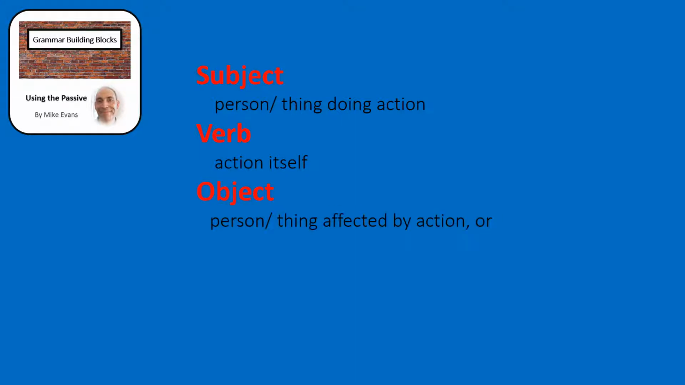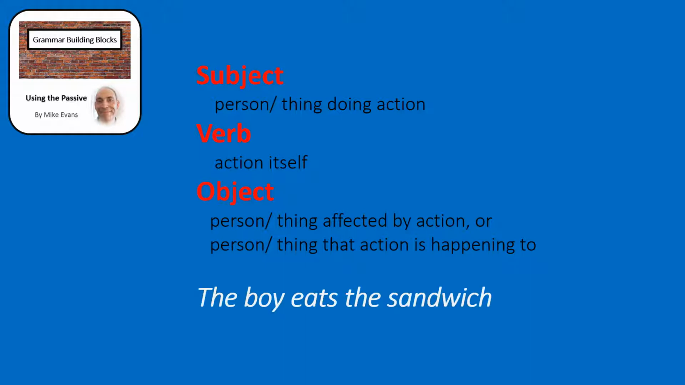In a simple sentence, there are often essentially three main elements: the subject, the person or thing doing the action; the verb, the action itself; the object, which is the person or thing affected by the action, or the person or thing that the action is happening to. For example, the boy eats the sandwich.